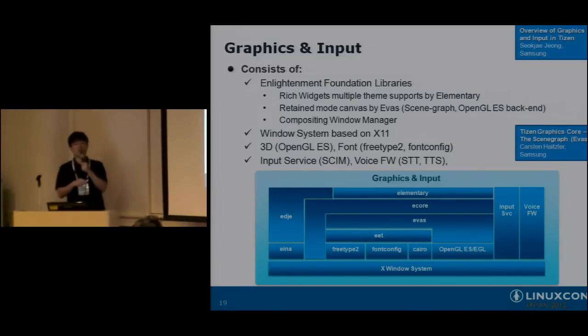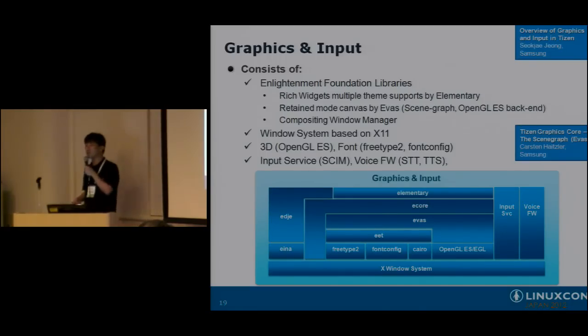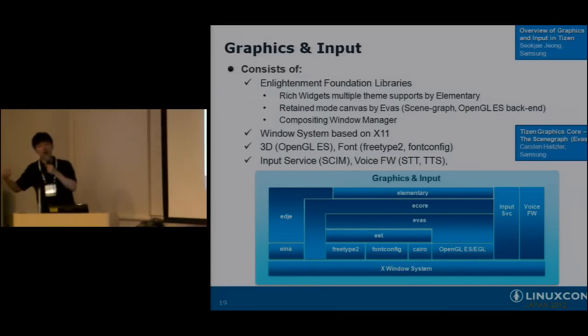And there was another talk about Tizen core EVAS by Carsten Haitzler. We usually call him Raster or Rasterman. He's the founder of the Enlightenment Foundation Libraries. So you can download the slides and listen to all the talks online.